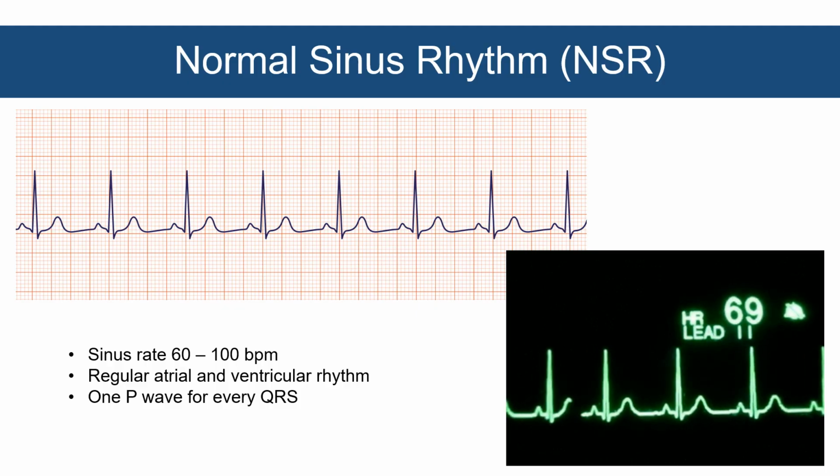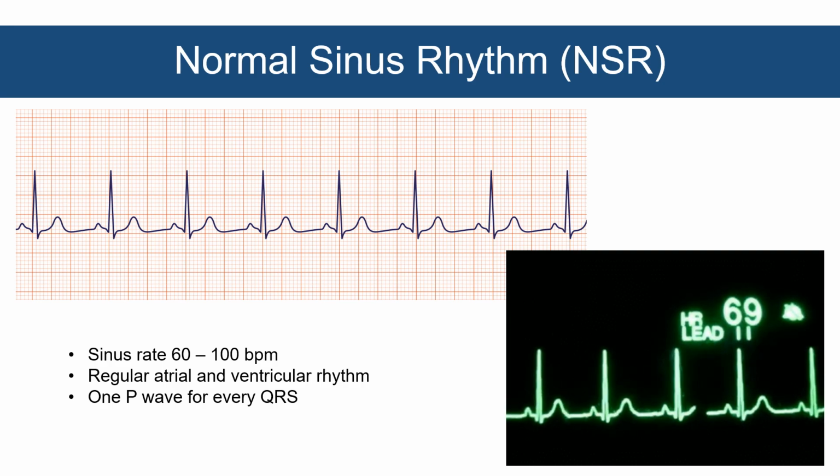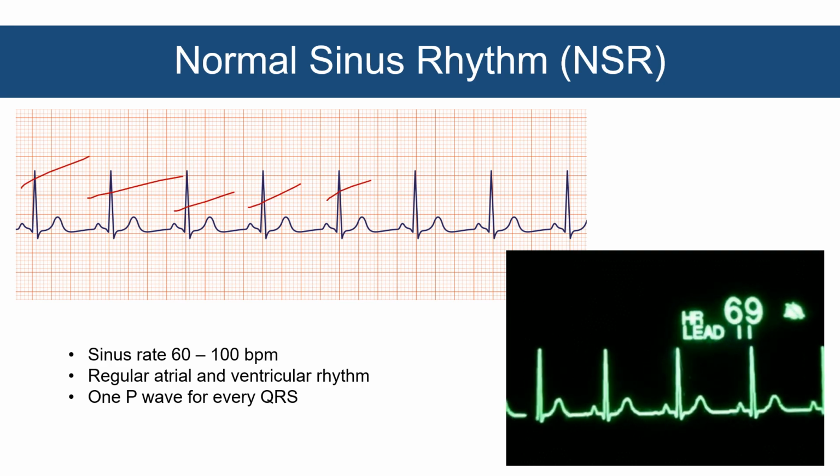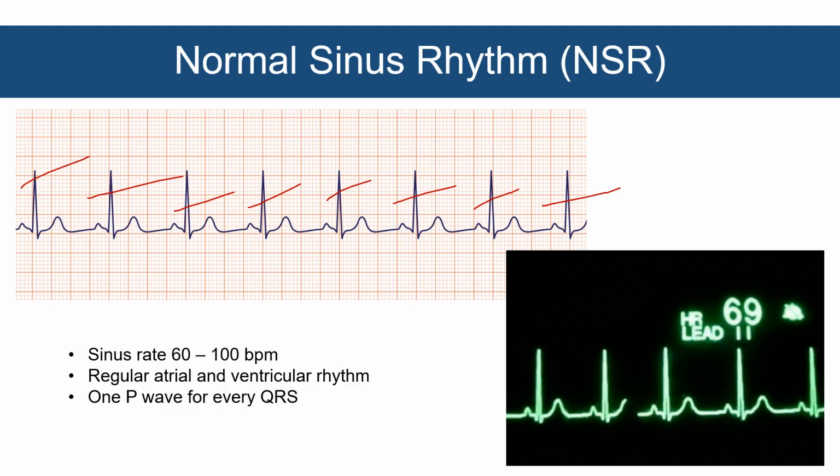If we're assuming this is a 6-second strip, we're going to count the R's. So 1, 2, 3, 4, 5, 6, 7, 8. So 8 times 10 is 80. So with this strip, it's going to be a heart rate of 80 beats per minute.